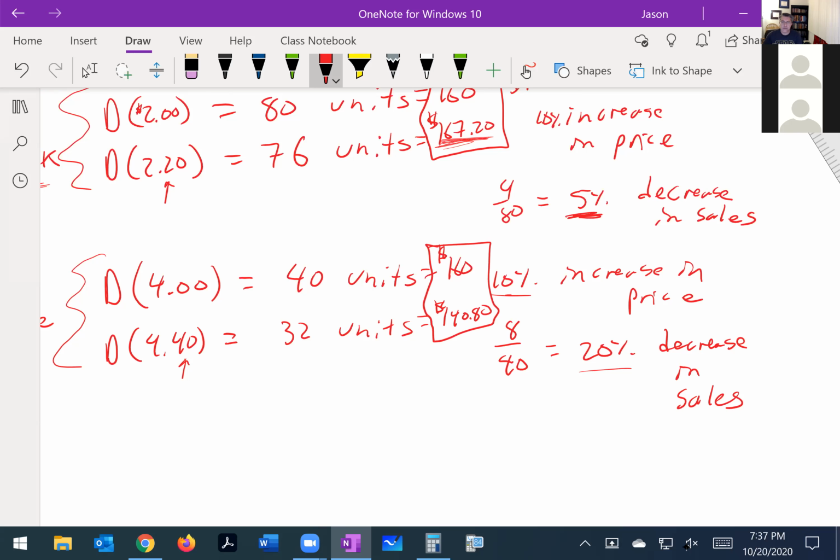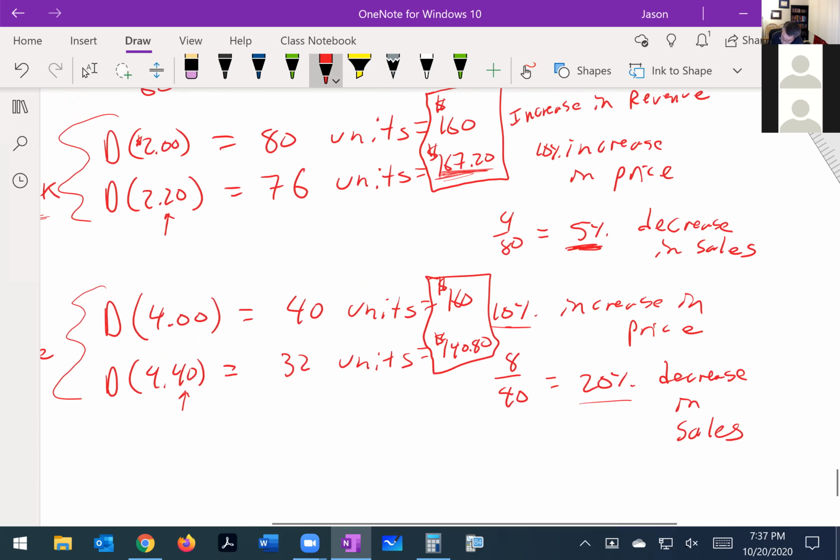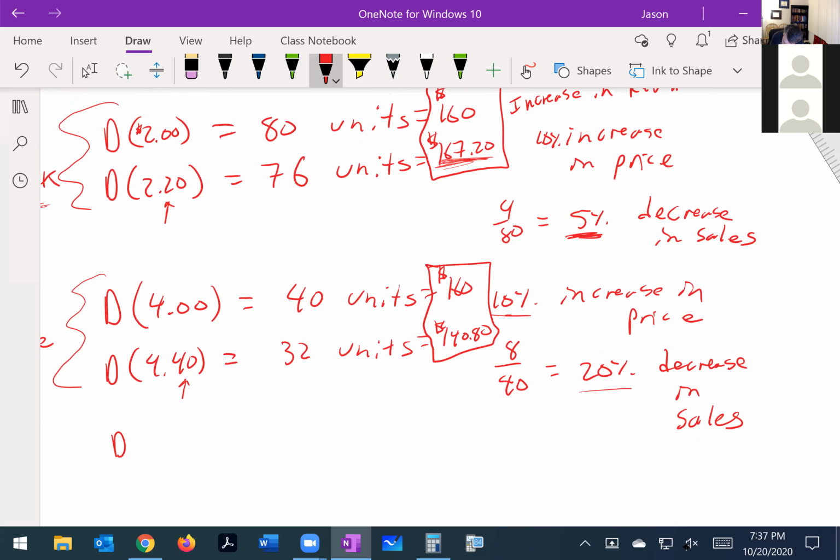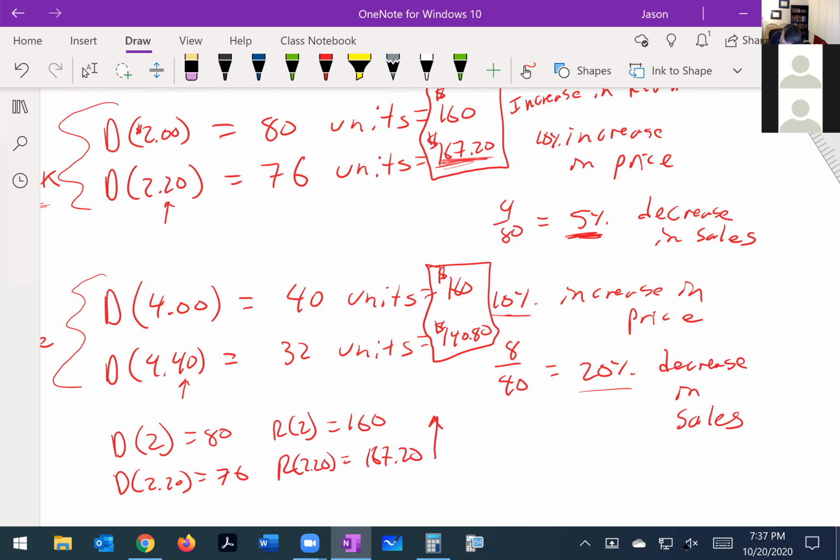Does that make sense? Okay, so let me write this down. Let's see what this is. The demand at $2 was 80, and the revenue at $2 was 160. The demand at $2.20 was 76, but the revenue at $2.20 was 167.20. So that actually went up. Revenue went up.